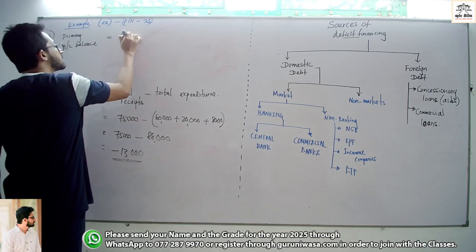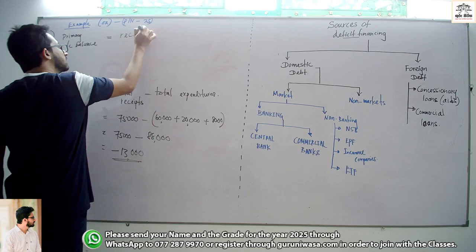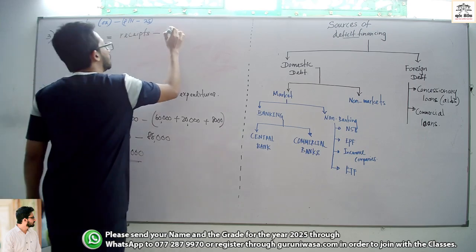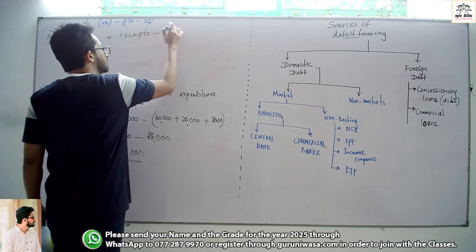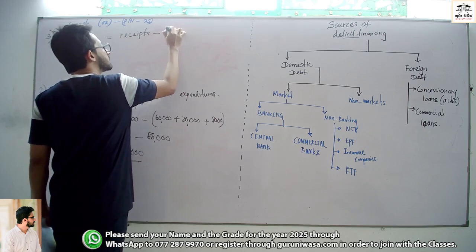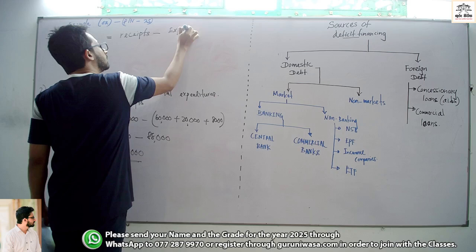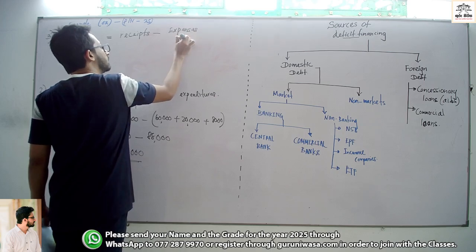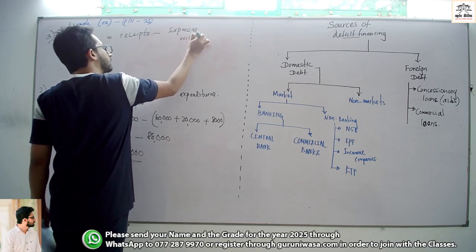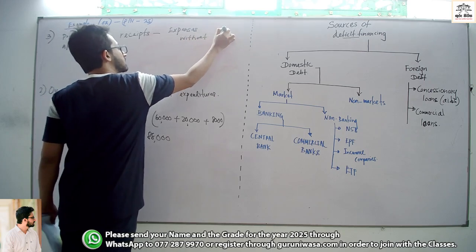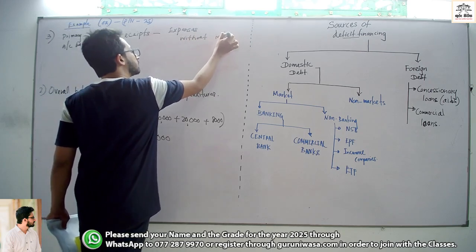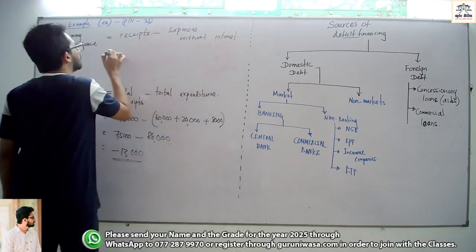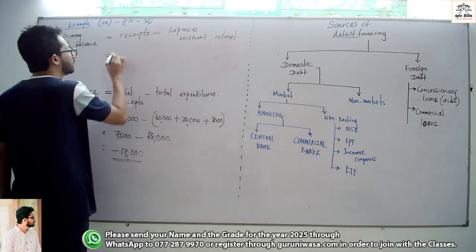Total receipts minus total expenses without interest. Without it. How much total receipts, children? 75,000.